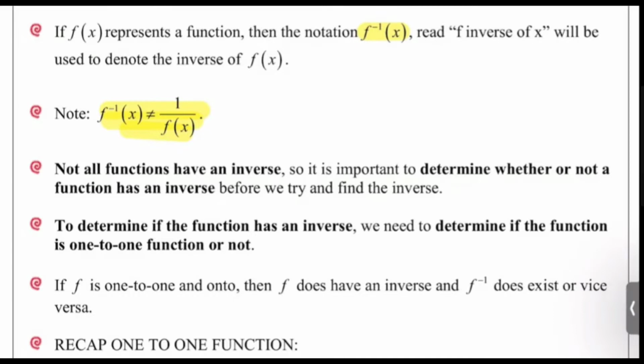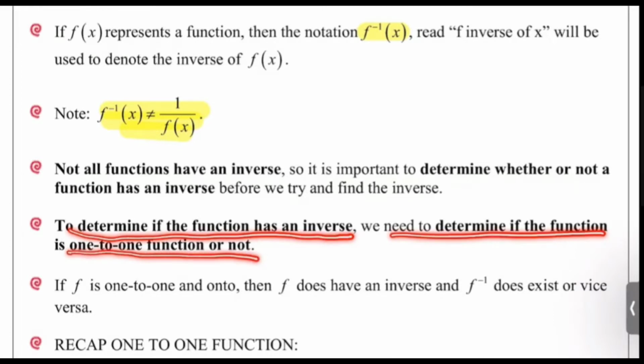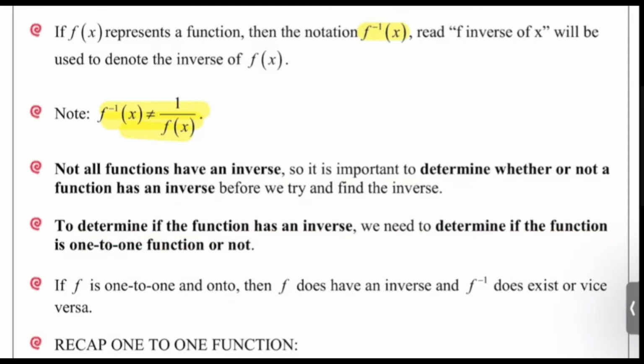Okay. So macam mana kita nak tahu satu function itu ada inverse? So to determine if the function has an inverse, we need to determine if the function is one-to-one function or not. So senang saja, kalau nak tahu dia inverse ataupun tidak, kita kena check dia one-to-one ataupun tidak. So kita kena ingat macam mana kita nak check one-to-one function. Okay. If f is 1-to-1 and onto, then f does have an inverse, and f inverse does exist, or vice versa. Okay. So kalau dia 1-to-1, dia ada inverse. Maksudnya f inverse ni akan wujud lah.